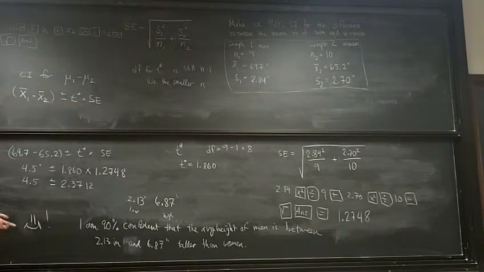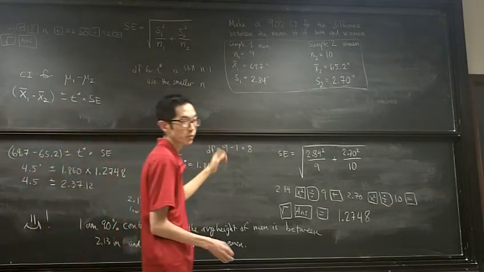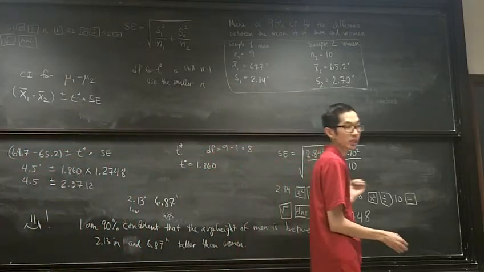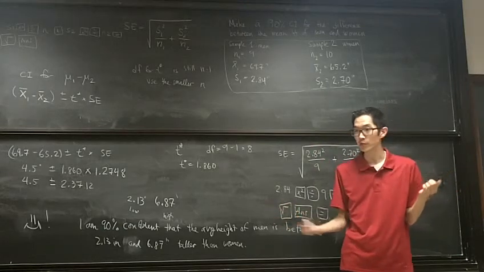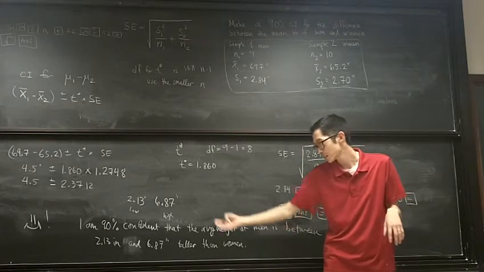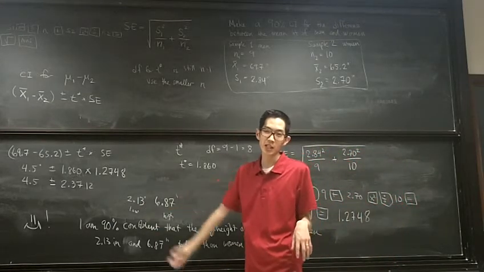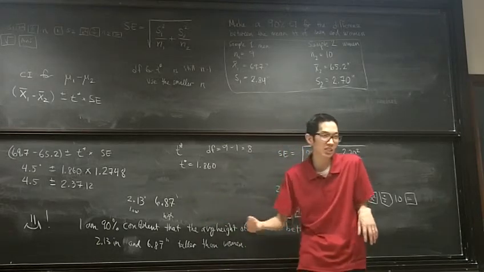Because why? Because 0 is not in my interval, right? If there were no difference between the average height of men and women, we would expect to see 0 within my interval. But 0 is not in my interval. I'm confident that the average height of men, at least at the low end, is 2 inches taller than the average height of women, and at the high end is close to 7 inches taller than women.